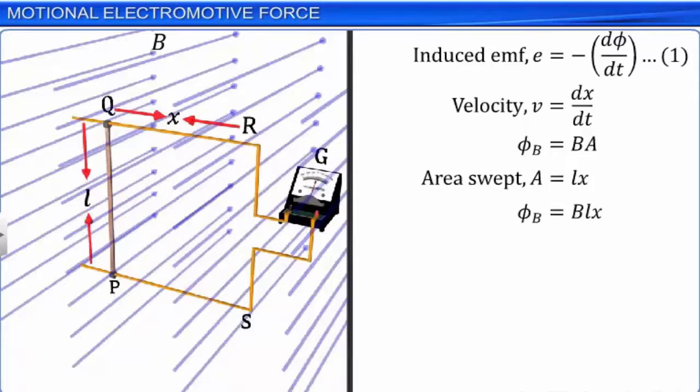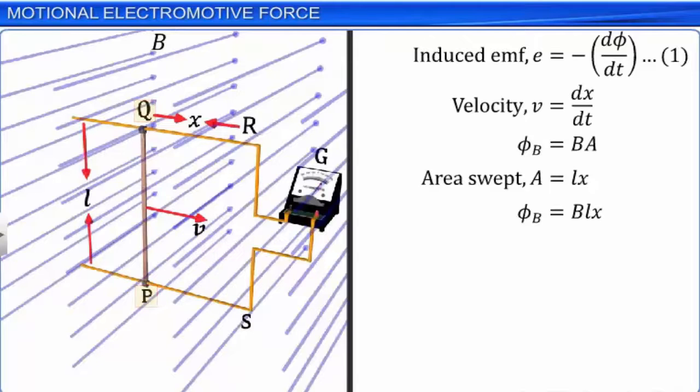As the conductor moves towards the RS end, we see that x is varying and hence the area A enclosed by the loop also changes with time. Therefore, we see that magnetic flux phi B also changes with time as the magnetic flux depends on the area enclosed. Hence, according to the principle of electromagnetic induction, an induced EMF is developed across PQ.